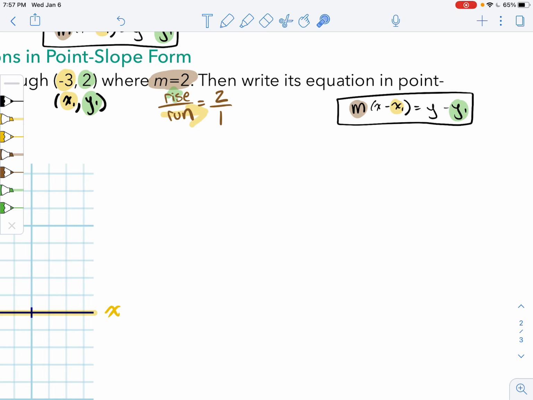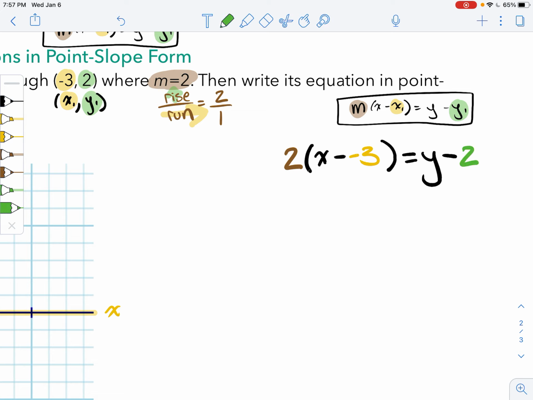So let's just plug it in. Our slope is 2. And we keep x minus the same. Our x1 is -3. I'm going to run out of room because I'm writing too big. I'm going to scoot it over. Okay. Equals y minus, and then what's our y1? Our y1 is 2.